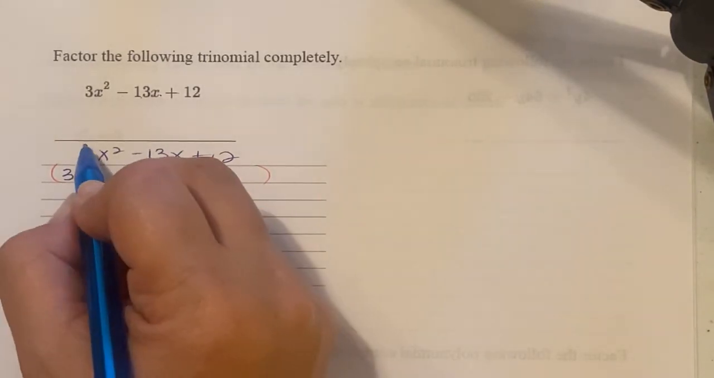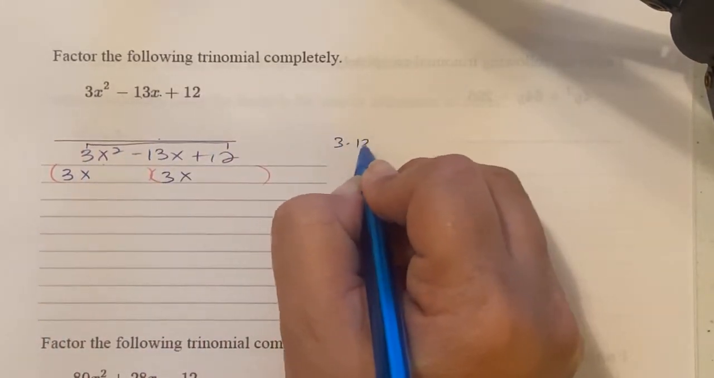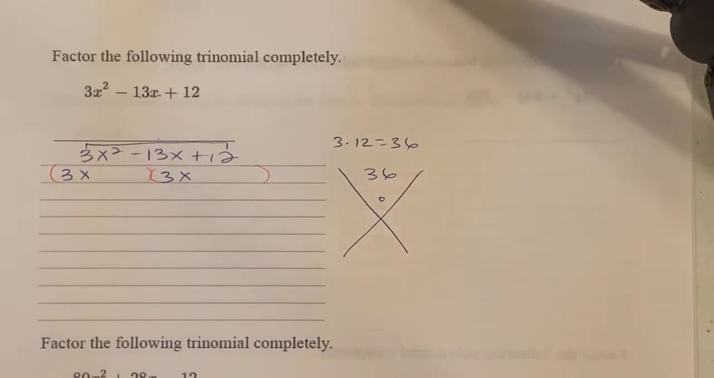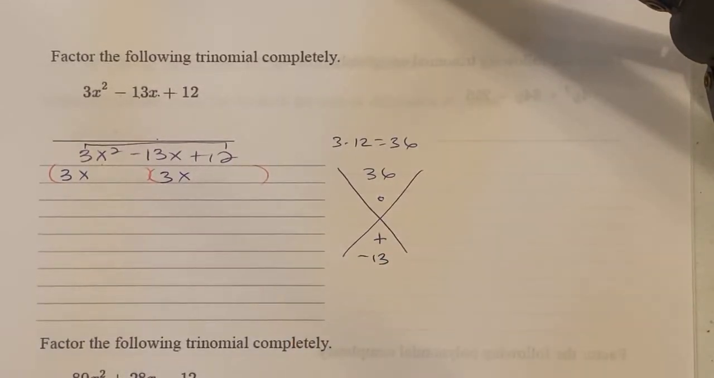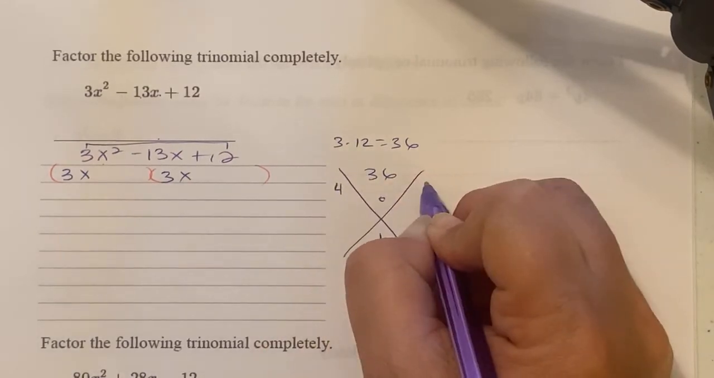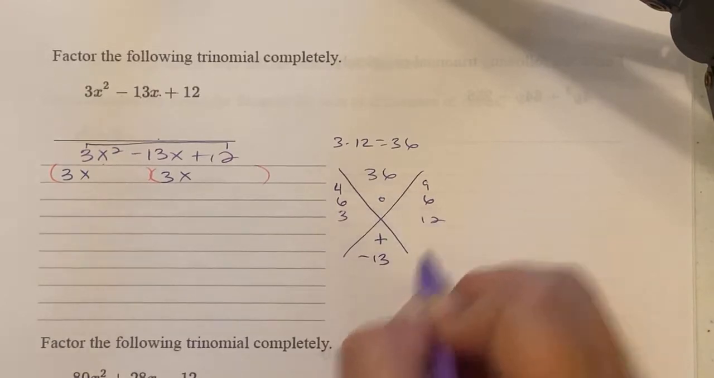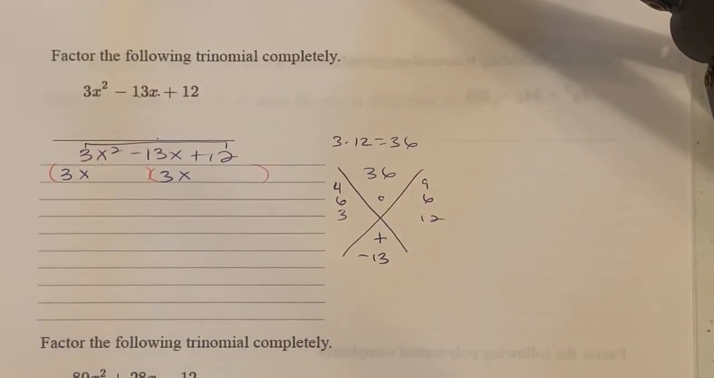Step 2 says take the first number and multiply times the third. So 3 times the 12 is your 36. 36 is your crossbar, and you need to add to 13 on the bottom. So 36, we know of 4 and 9, 6 and 6, 3 and 12. I'm just writing the positive versions of them for a minute.